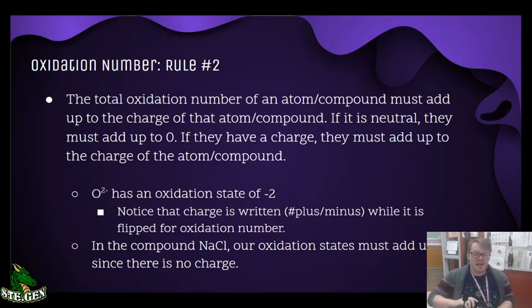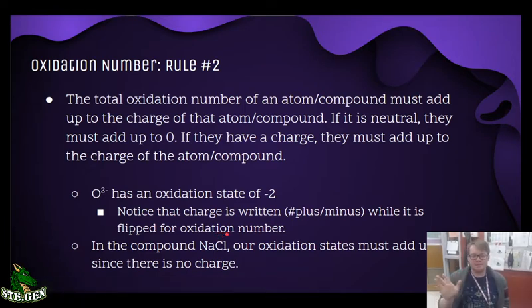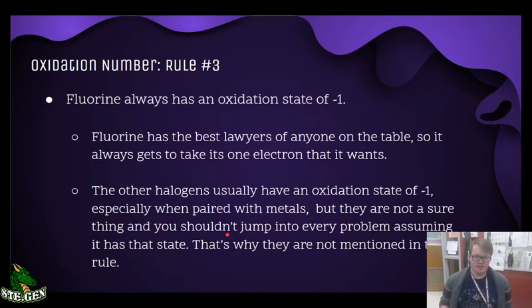Now, in our compound NaCl, for example, our oxidation states must add up to 0 because NaCl does not have a charge. There's no charge right here. That means the two oxidation numbers of Na and Cl separately have to add up together to give you a charge of 0. Rule number 3, fluorine is the most reactive element.